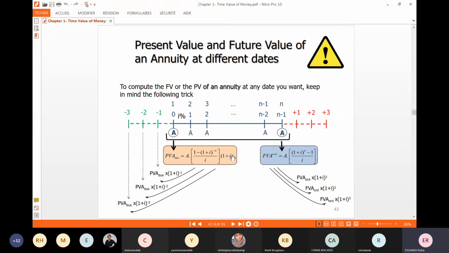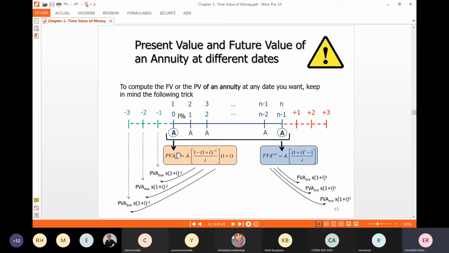times 1 plus I, this is the formula of the present value of an annuity due. So what do you need to know? You have to memorize these two formulas: the future value of an ordinary annuity and the present value of an annuity due. If you want to follow my trick, this is what I will explain to you.